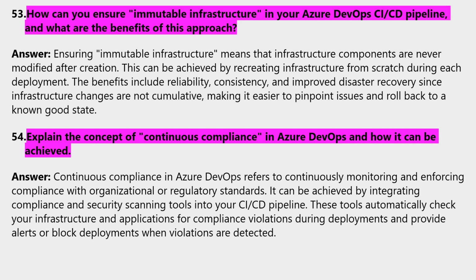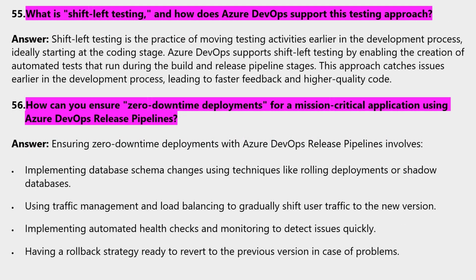Explain the concept of continuous compliance in Azure DevOps and how it can be achieved. Answer: continuous compliance in Azure DevOps refers to continuously monitoring and enforcing compliance with organizational or regulatory standards. It can be achieved by integrating compliance and security scanning tools into your CI/CD pipeline. These tools automatically check your infrastructure and applications for compliance violations during deployments and provide alerts or block deployments when violations are detected.